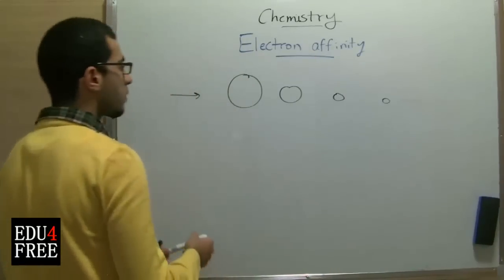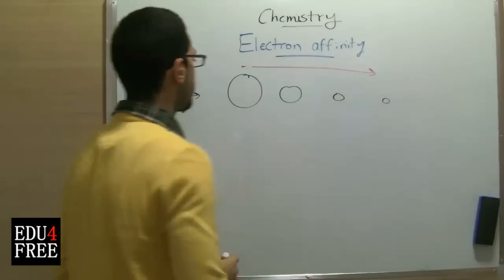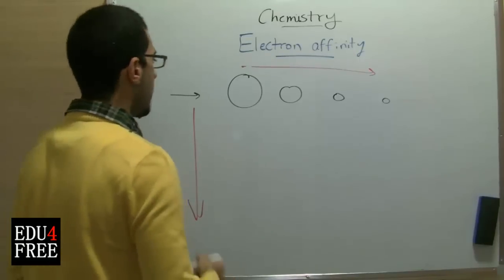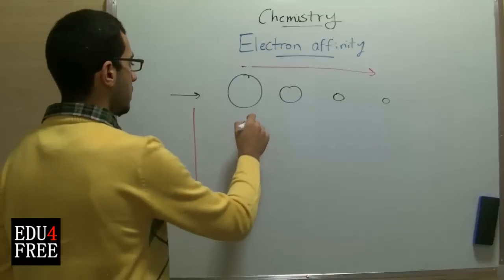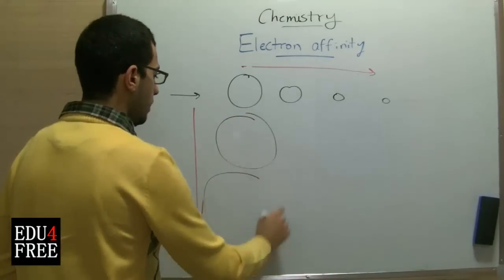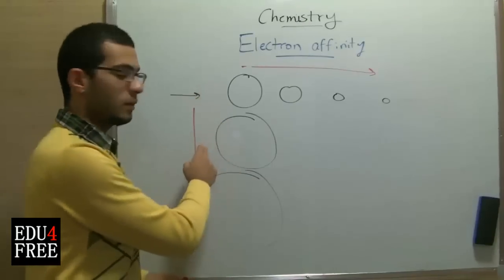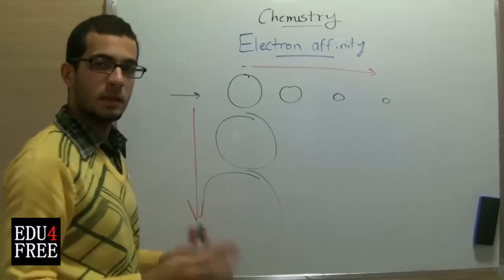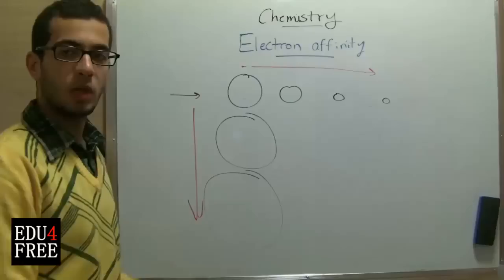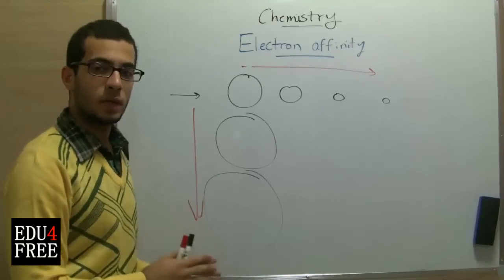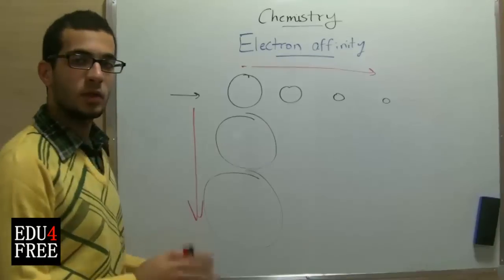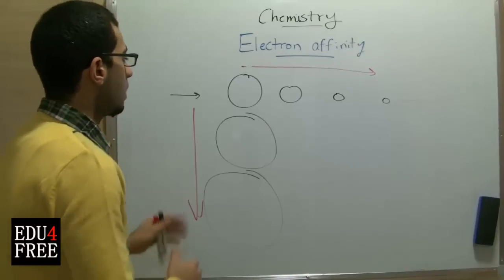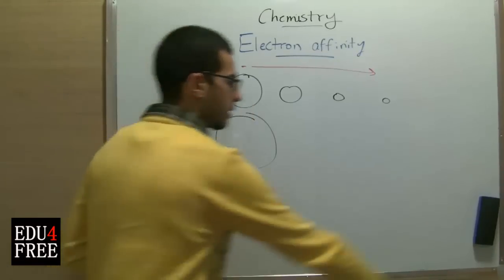So the electron affinity increases as we go from left to right, while it decreases as we go down the groups, because as we go down the groups in the periodic table, the atomic radius increases. Every time we go down by one, we have an extra energy level added, and this widens the space between the nucleus and the outermost energy level, or the outermost electron. So the attraction force between them decreases, and so does the electron affinity. This is the first point.